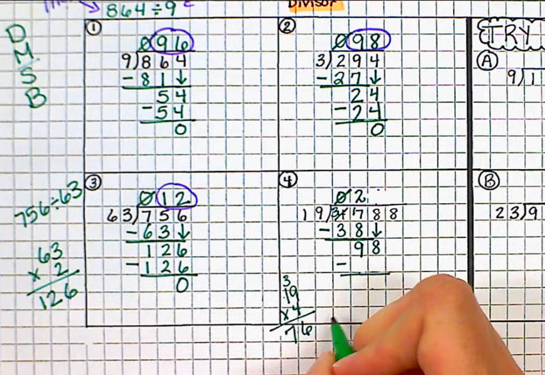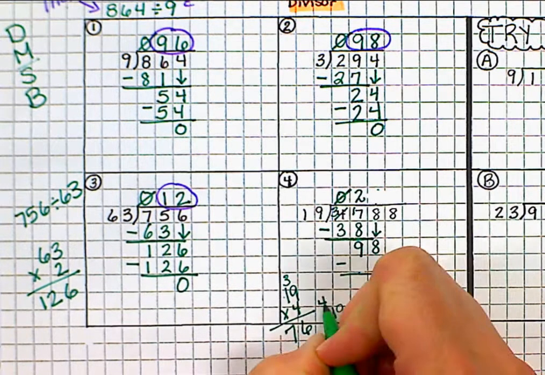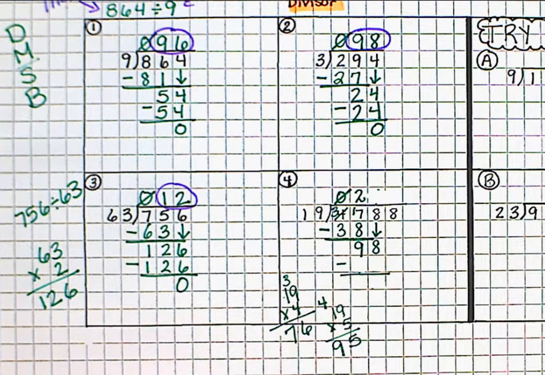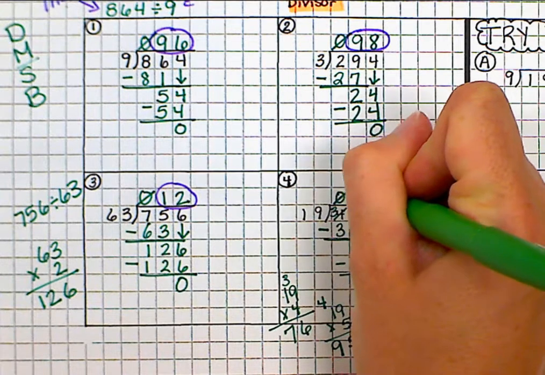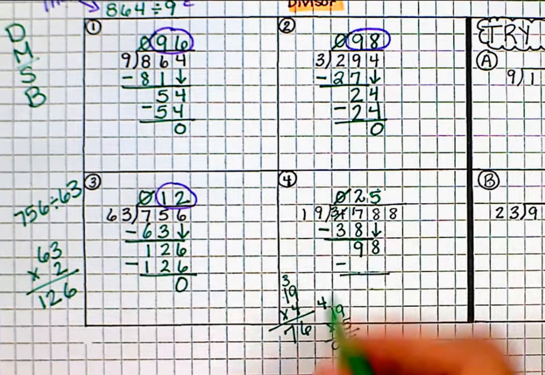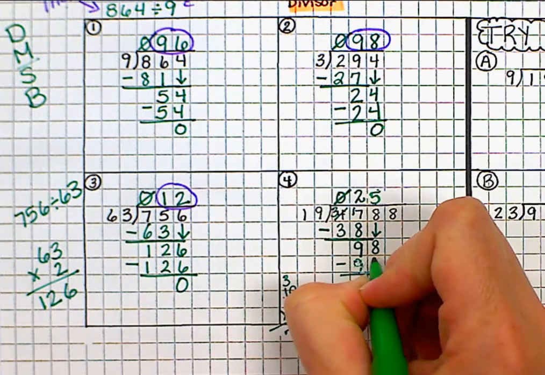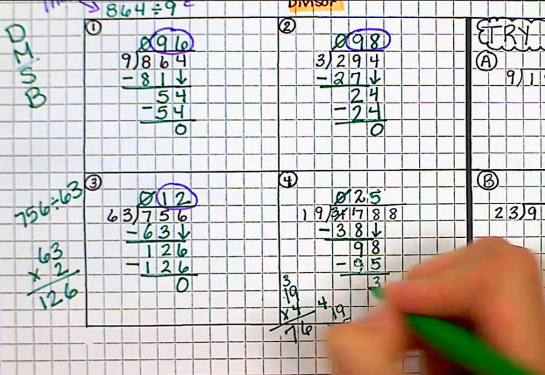So let's do 19 times 5. 5 times 1 plus 4, that's 9. Oh, 95. That looks a little better. So we're going to go back up here. This time we're going to put a 5 up there. 19 times 5 is 95. Sorry, that doesn't look real great. Go ahead and subtract, and I get 3 left over.